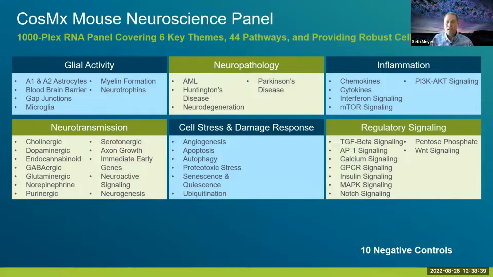From a neuroscience panel perspective, we've got our 1000-plex panel that looks at 6 key themes, so 44 different pathways. So we're finding many targets, including glial activity, neuropathology, cell stress damage, neurotransmission, inflammation, all these areas that are automatically included. It's a larger plex panel, so it does include these 10 negative controls as well. A great tool for being able to look at robust cell typing as well.